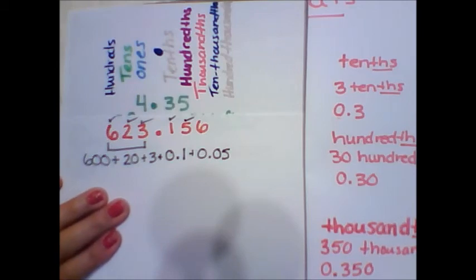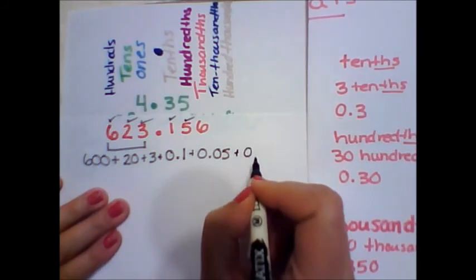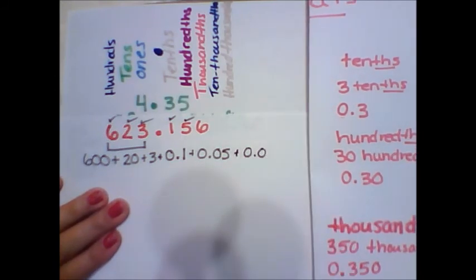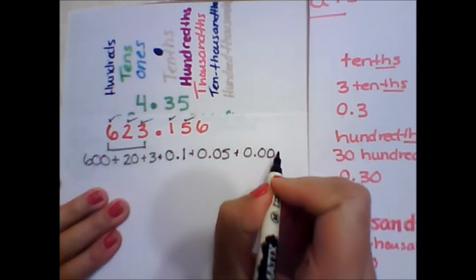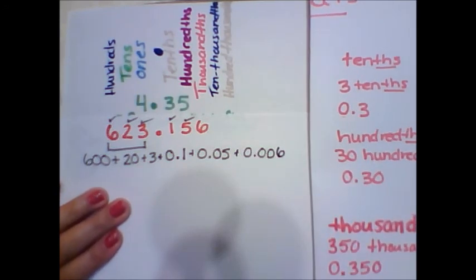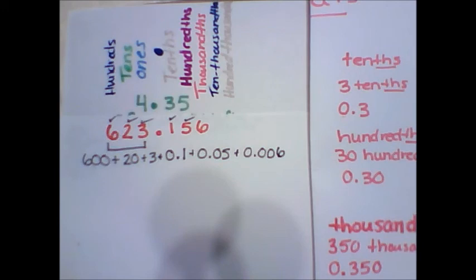This 6 means 6 thousandths. This is going to be a tricky one here. Of course, we don't have any whole numbers, don't have any tenths, don't have any hundredths. We're just left with 6 thousandths, itty bitty little pieces. That's where our 6 goes. So this is how you would write 623 and 156 thousandths in expanded form.